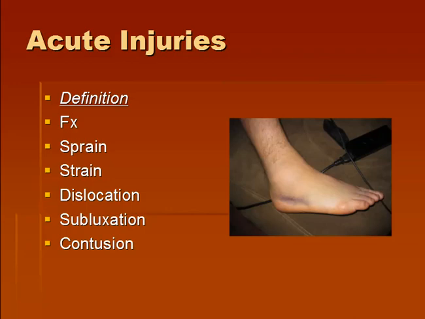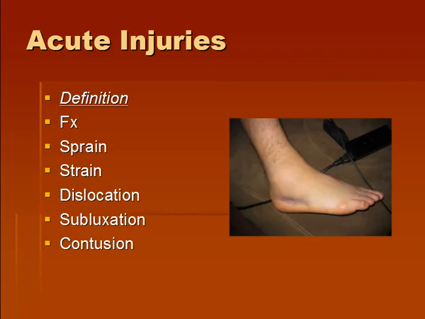A grade 1 is a mild injury, which has stretching of the tissue, no tearing. A grade 2 would be a partial tear of the tissue, and a grade 3 would be a complete rupture, which often requires surgery to fix. So again, sprain is ligaments, strain is muscles and tendons. You can strain a tendon or a muscle. Same grading system for a strain, grade 1, 2, 3.